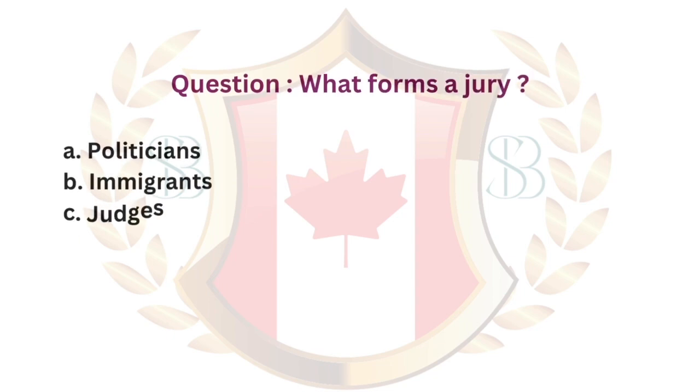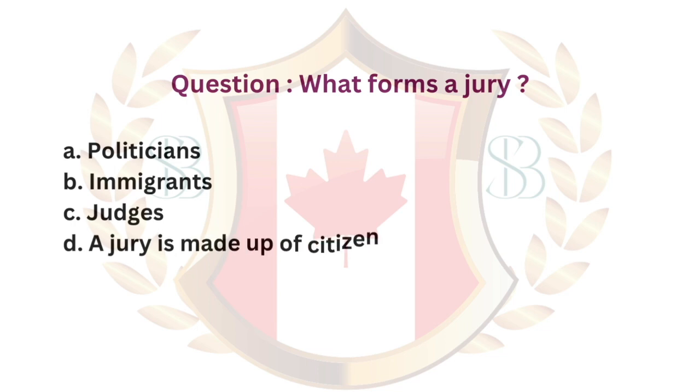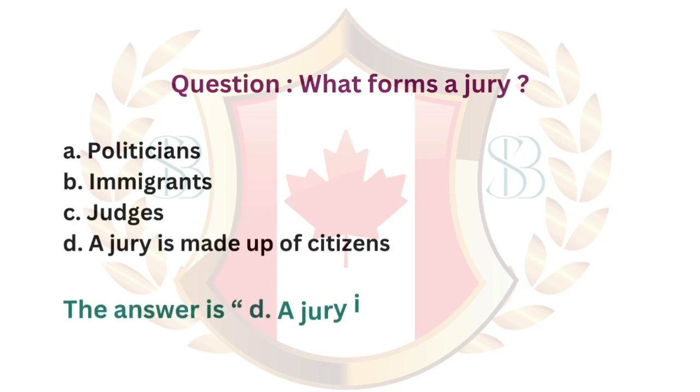Question. What forms a jury? A. Politicians. B. Immigrants. C. Judges. D. A jury is made up of citizens. The answer is D. A jury is made up of citizens.